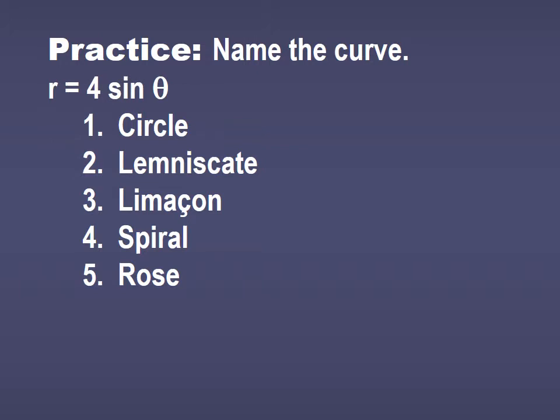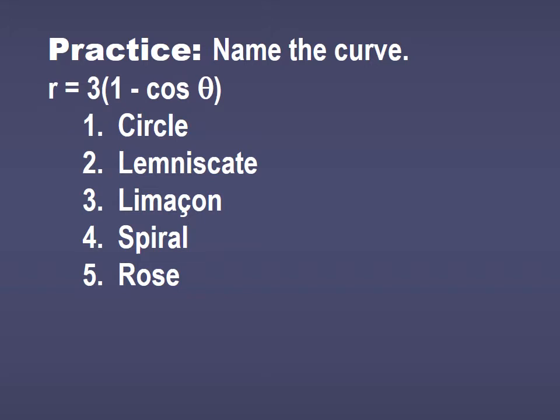r equals 4 sine theta. It's a circle, right? Because it doesn't have any petals. So it's going to be a circle. 2 cosine 2 theta. It's going to be a rose because it's going to have petals. And those petals will be 2 away. And there will be 2 petals. r equals negative cosine theta. The circle, there's no petals on it.